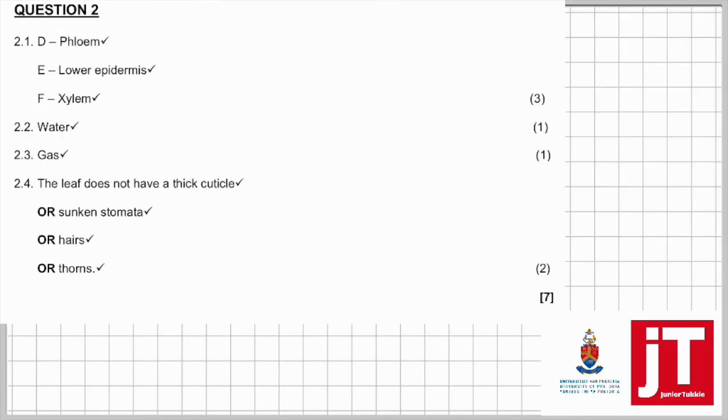Right, so let's go to the memo. I've included the memo so you can have a look at the answers as you wrote them down. Make sure whenever you are labeling a letter or a structure, have the letter and then the label as well. It will prepare you for matric.